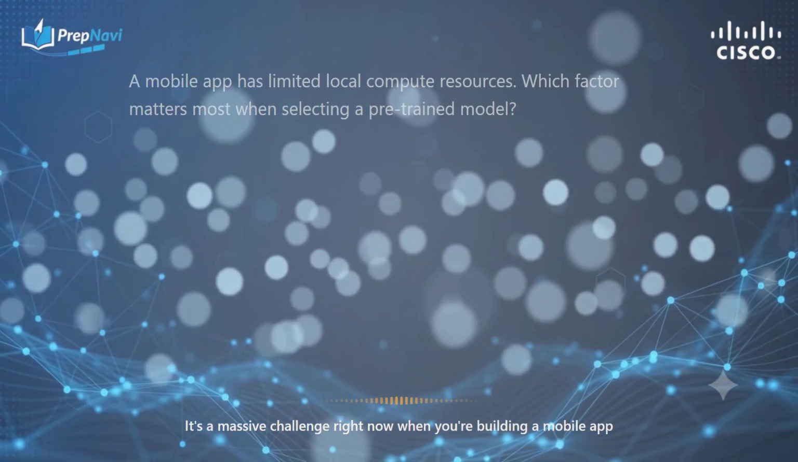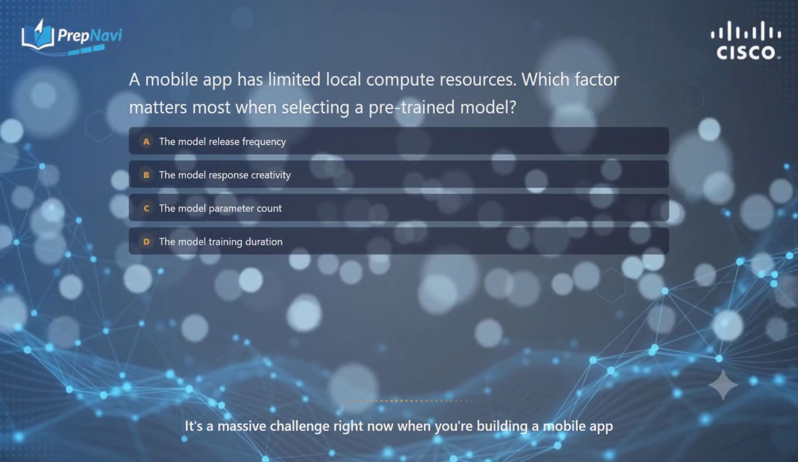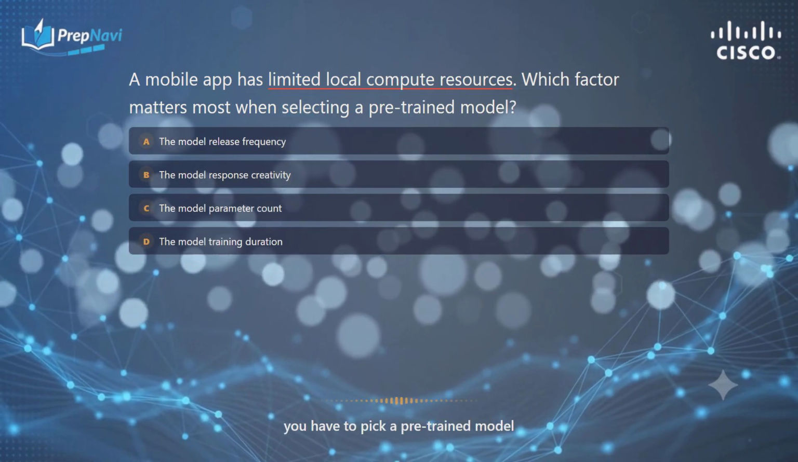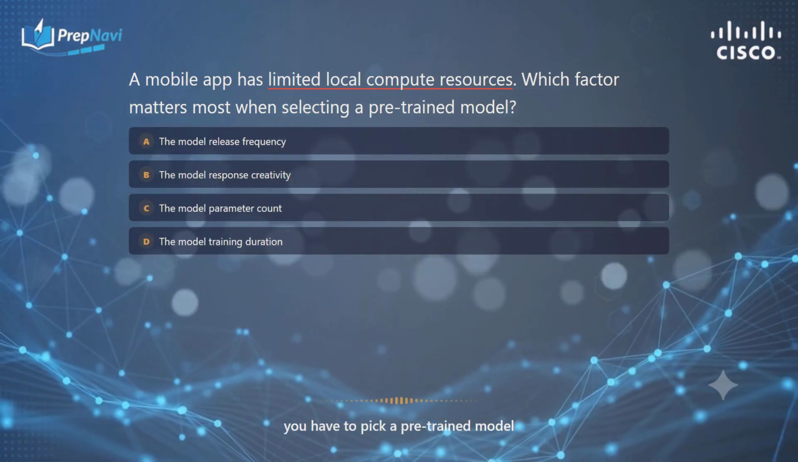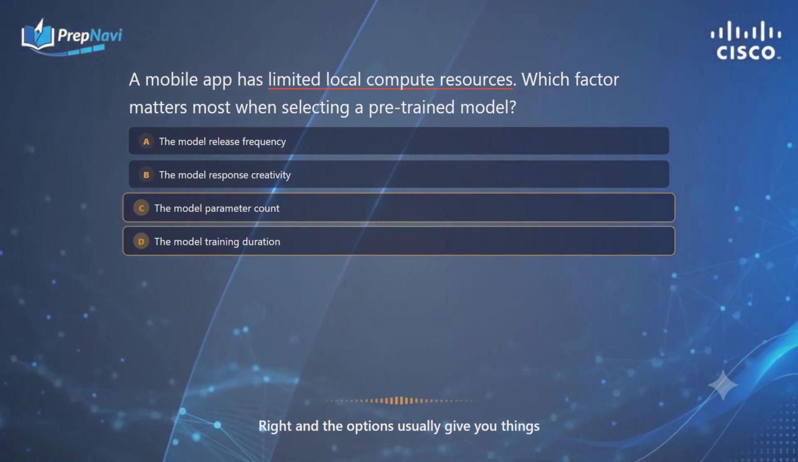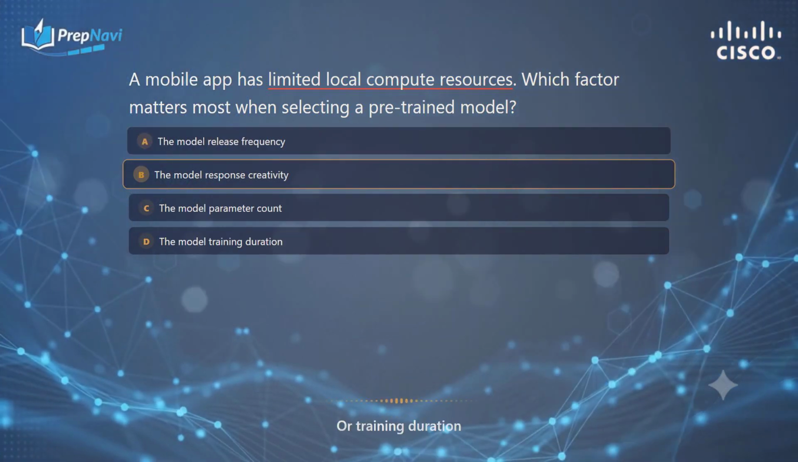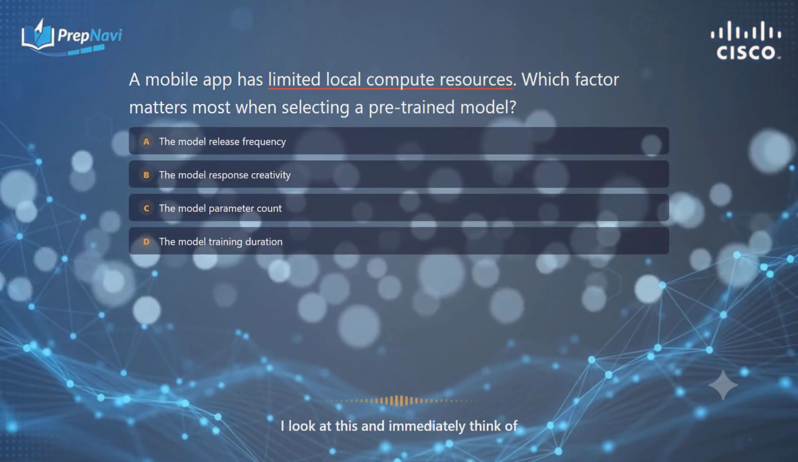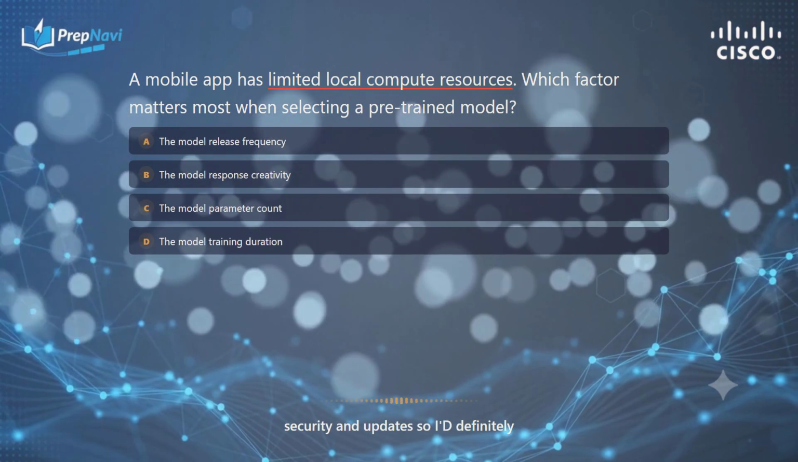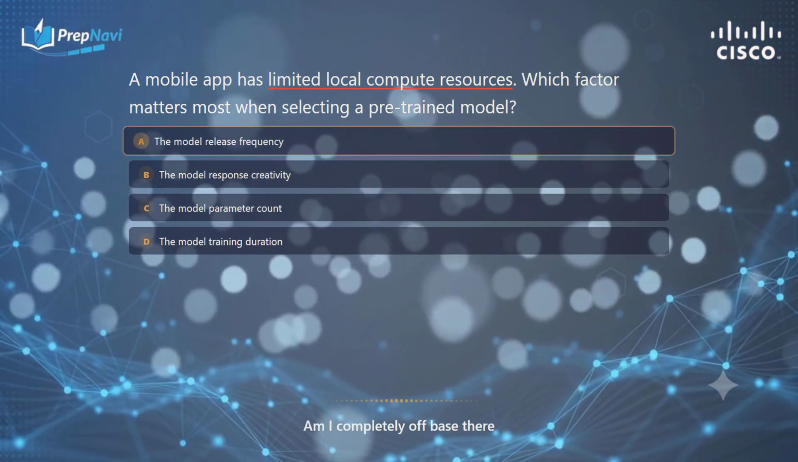Yeah, let's do it. It's a massive challenge right now when you're building a mobile app. Local compute is highly restricted, and you have to pick a pre-trained model. Right, and the options usually give you things like release frequency, response creativity, parameter count, or training duration. I look at this and immediately think of security and updates, so I definitely prioritize release frequency. Am I completely off base there?